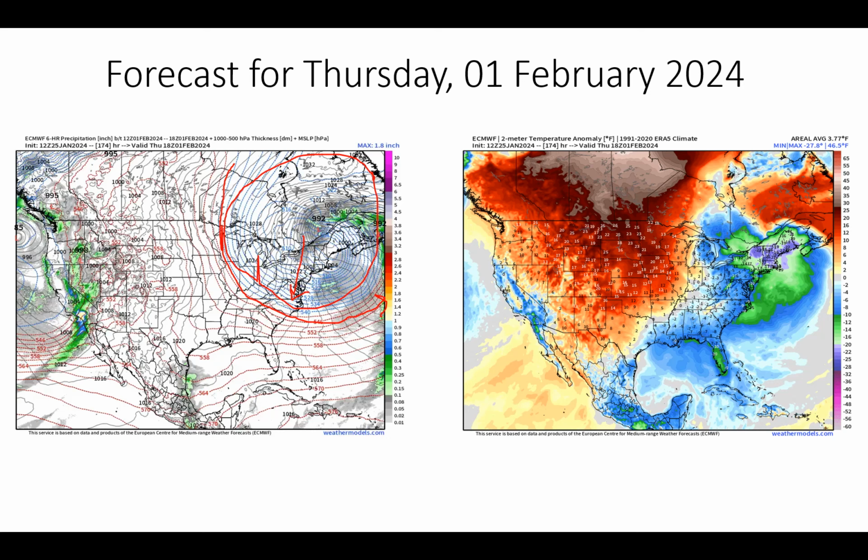We do see some moisture working its way into the Sierra Nevada as well as Southern California by Thursday, the 1st of February. We also have a new area of low pressure, which is just kind of coming on the map, generally off the Pacific Northwest. So we have a lot of activity across Southern California for Thursday, the 1st of February.